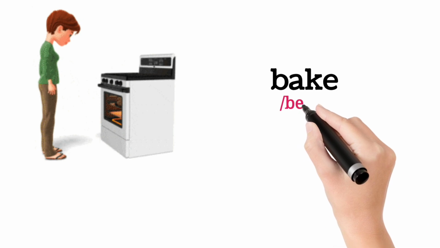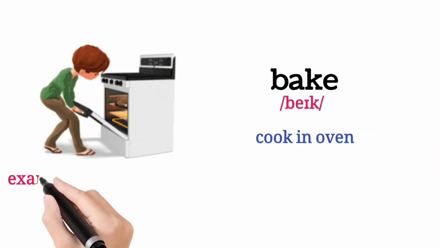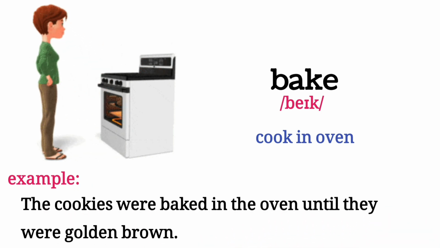Bake. Example: the cookies were baked in the oven until they were golden brown.